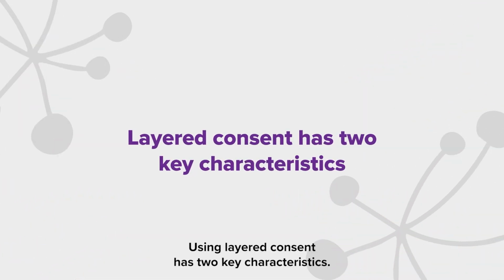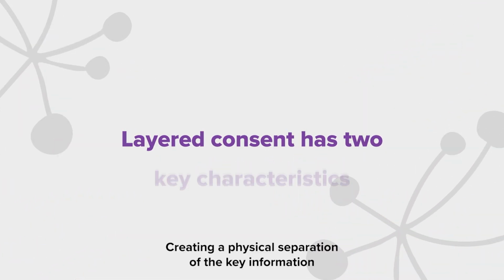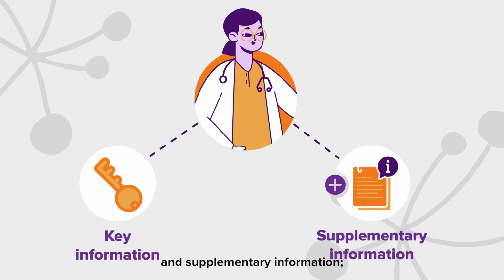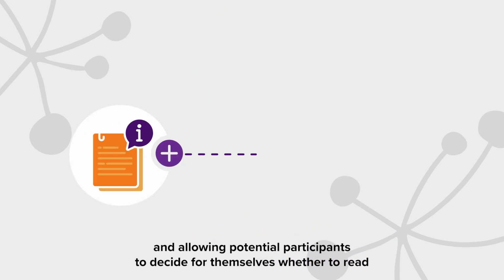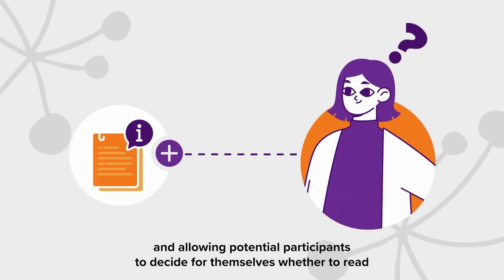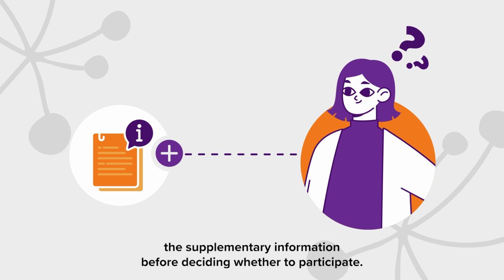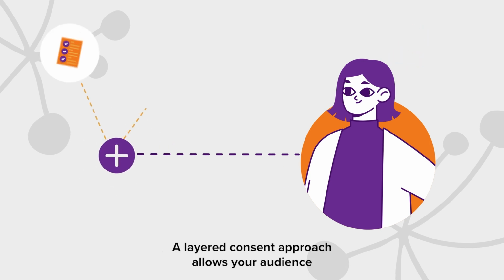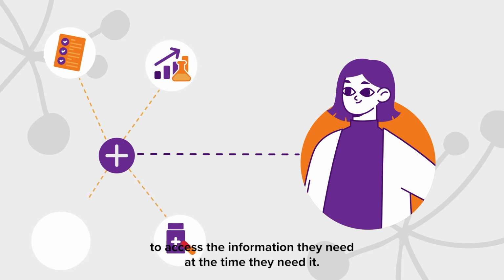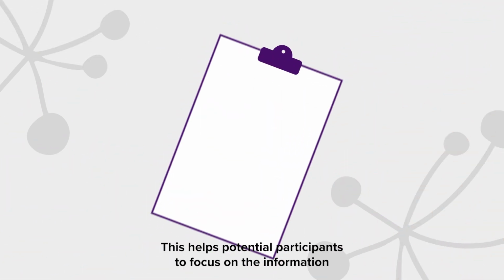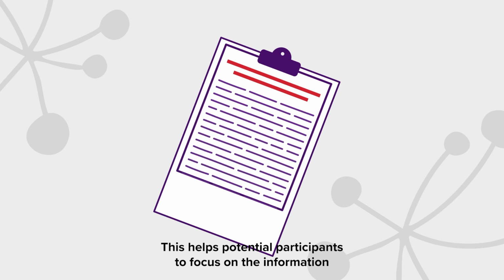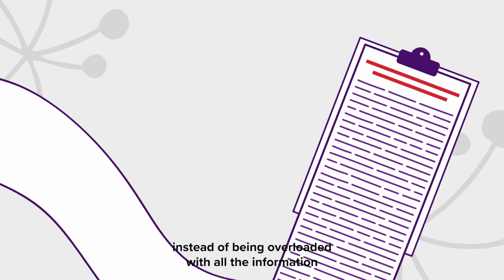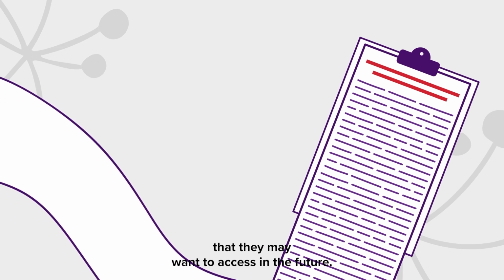Using layered consent has two key characteristics: creating a physical separation of the key information and supplementary information, and allowing potential participants to decide for themselves whether to read the supplementary information before deciding whether to participate. A layered consent approach allows your audience to access the information they need at the time they need it. This helps potential participants to focus on the information that is relevant for the decision they're facing right now, instead of being overloaded with all the information that they may want to access in the future.